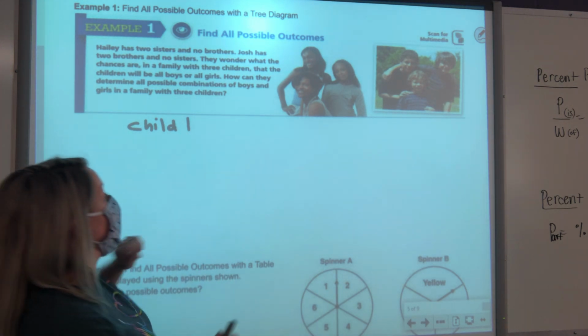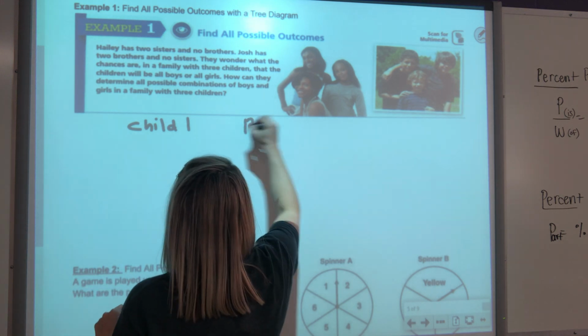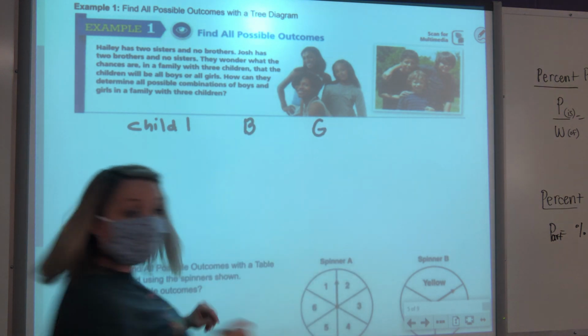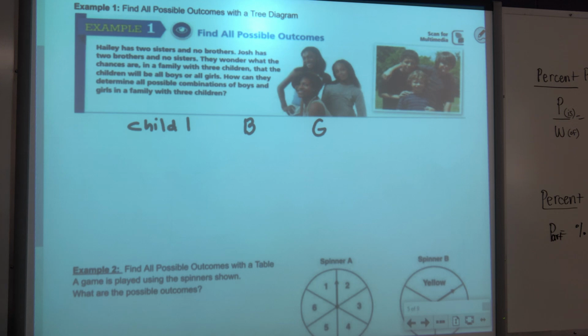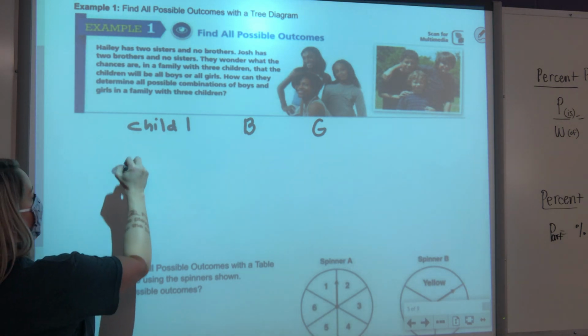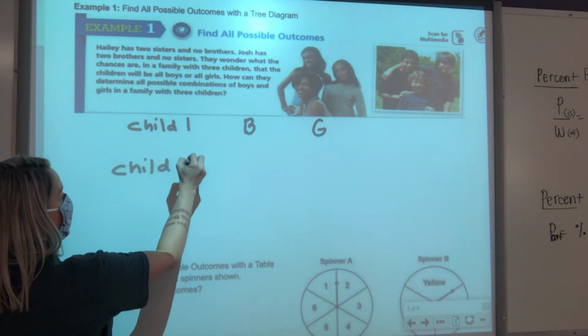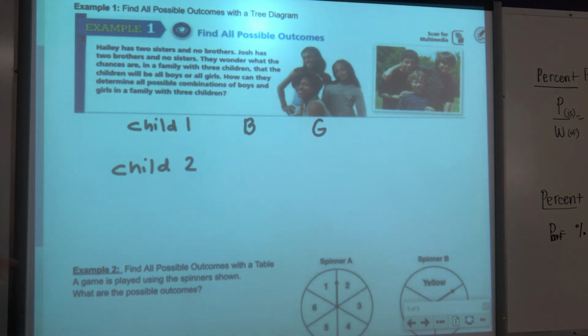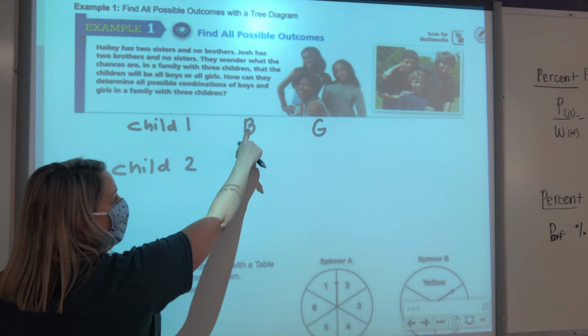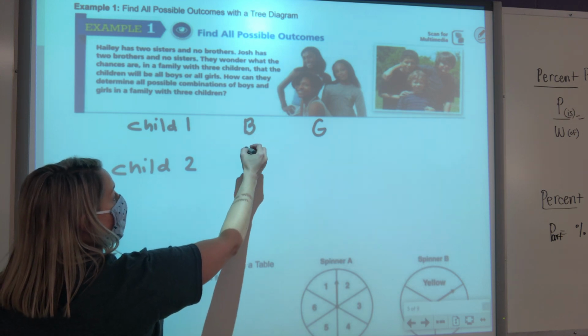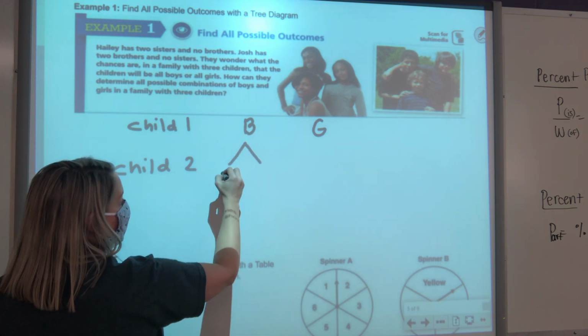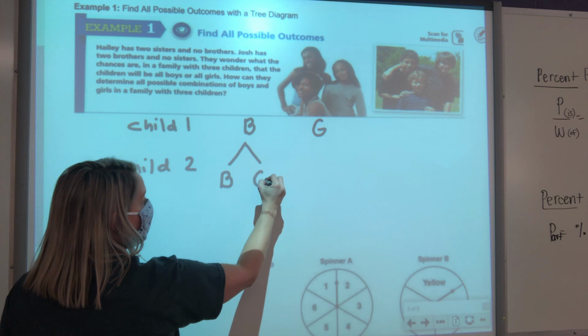All right, so child 1, boy or girl, correct? What about child 2? What are the options for child 2? Boy or girl. So when child 1 is born and it's a boy, child 2 is born, it could be a boy or a girl.